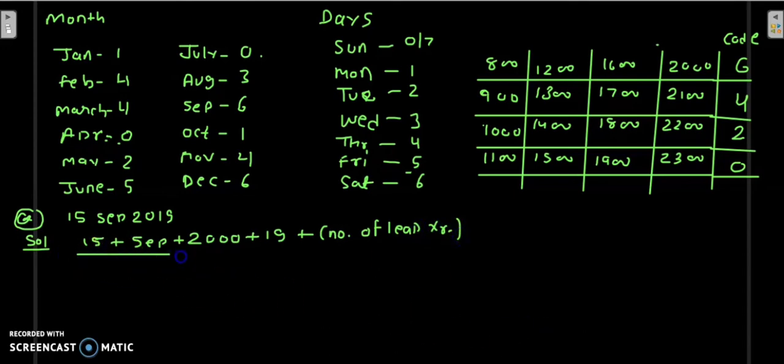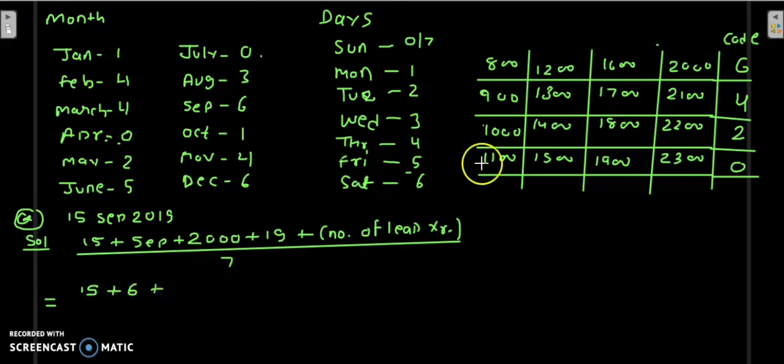Divided by 7. Now we'll put in all the codes. 15 as it is. Code for September is 6. Code for 2000 from here is 6. This 19 as it is.